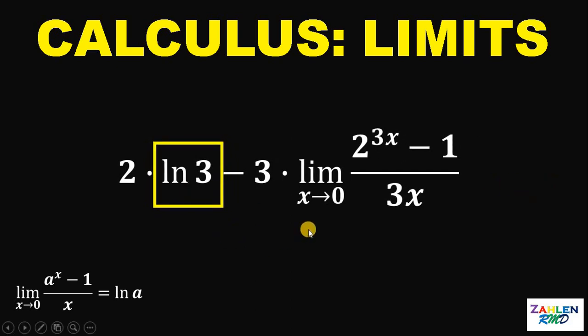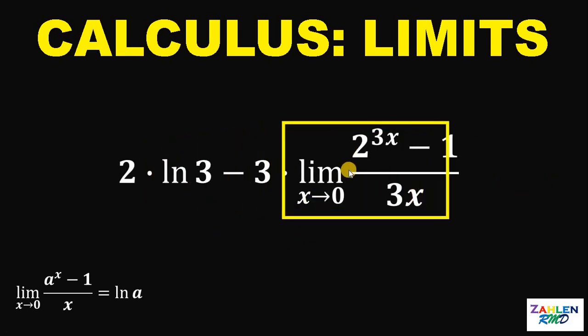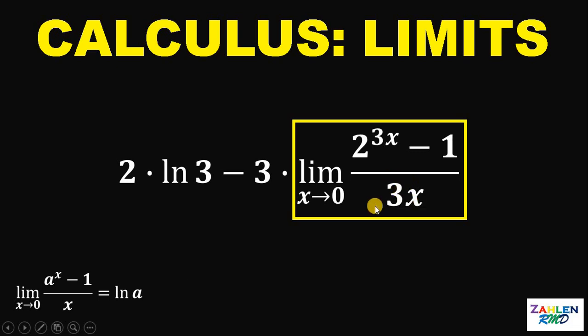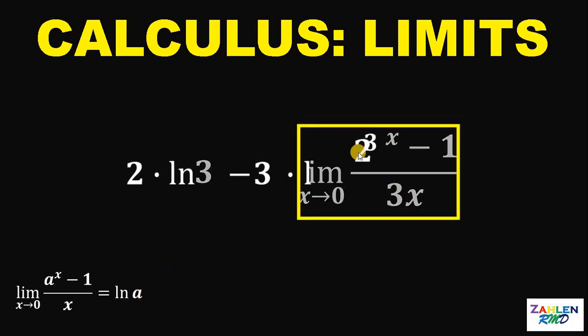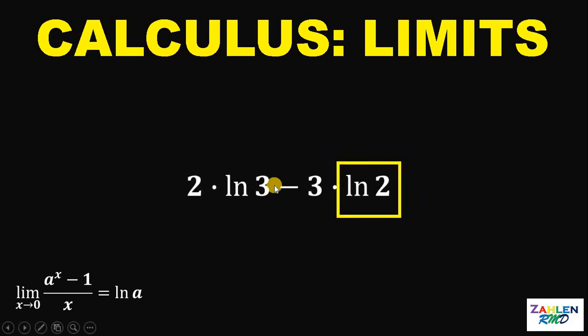Now, we will do the same thing in this limit. So the limit of (2 raised to 3x minus 1) over 3x as x approaches 0 is just ln of 2. Now, let's simplify: 2 times ln of 3 minus 3 times ln of 2. Now, we will use this identity. If we have n times ln of a, it is equivalent to ln of a raised to n.